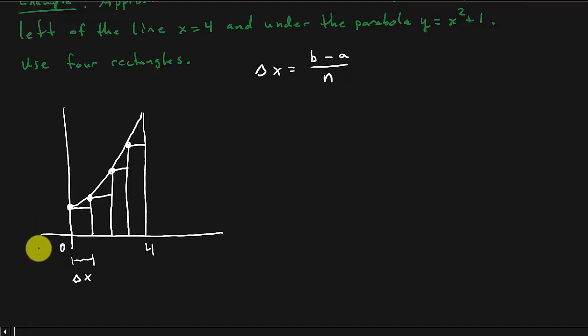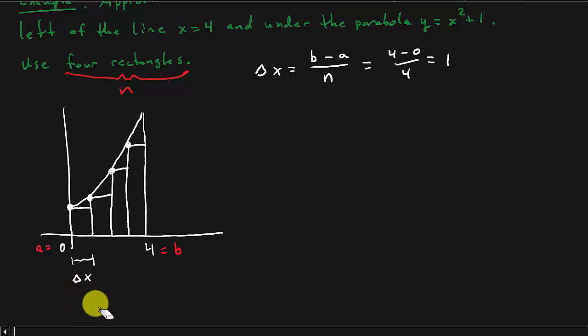this is a and this is b, from your starting point to your end point. And n represents the number of rectangles. This right here is your n. So to find the width of each rectangle, that's going to be 4 minus 0 over 4, which equals 1. Now, they're not all going to turn out this nice where you get the width of 1. But that's what it is. So here we see delta x is equal to 1.